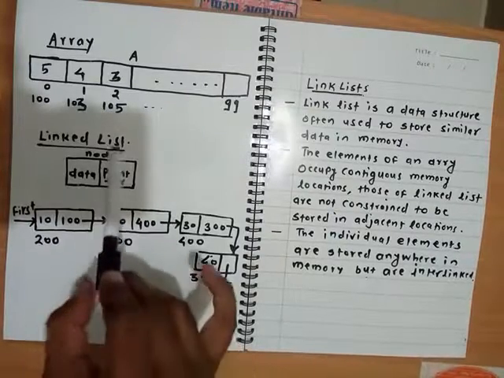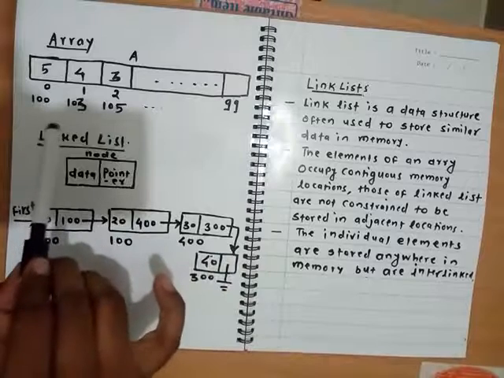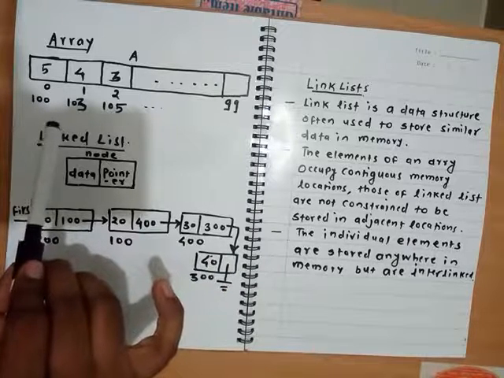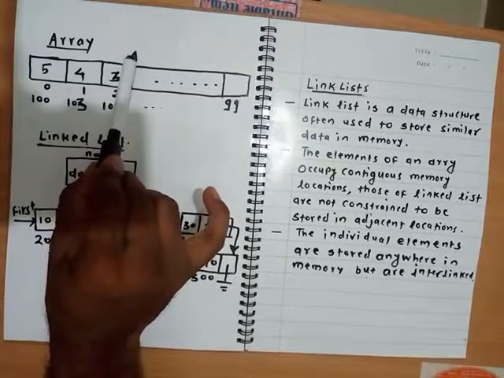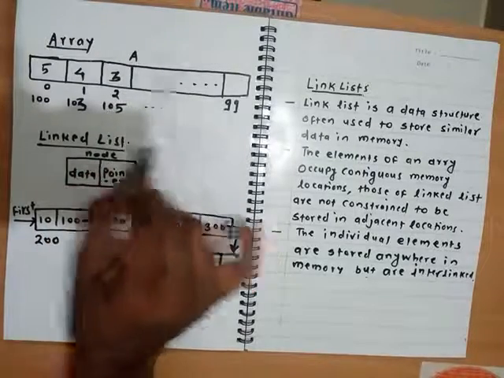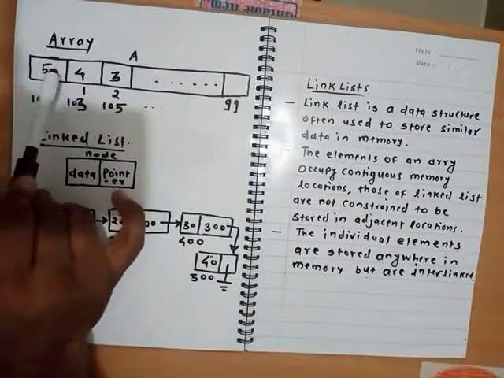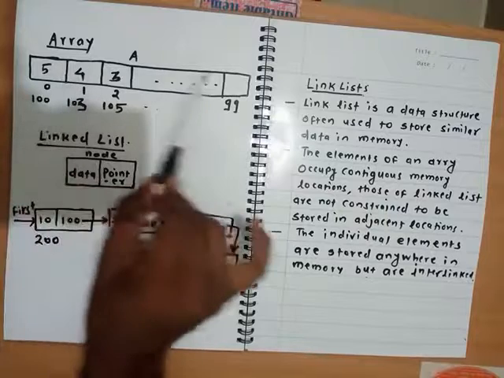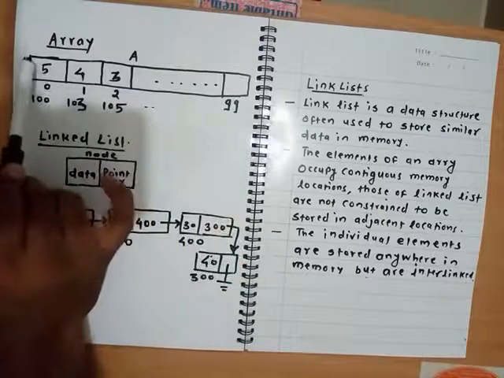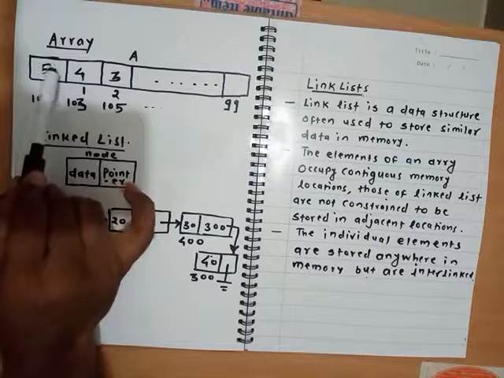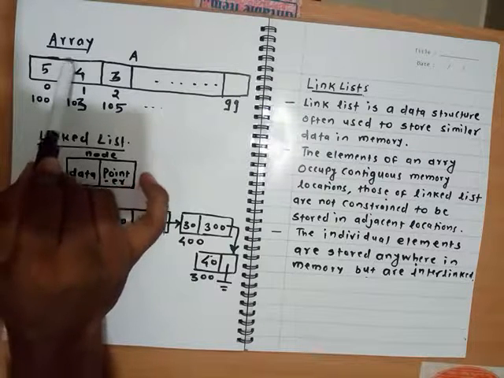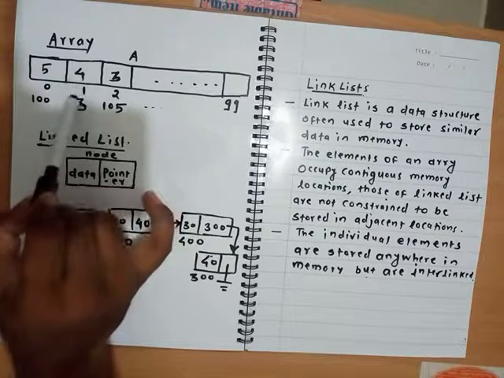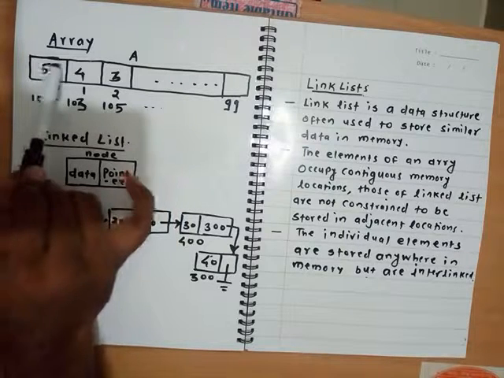But in case of an array, the elements are stored in contiguous memory locations. For example, if this is array A of integers, let's say a 100-integer array, it will need contiguous memory. If the first element of the array is stored at memory address 100, the second element will be stored at 103, because each location will need 2 bytes.